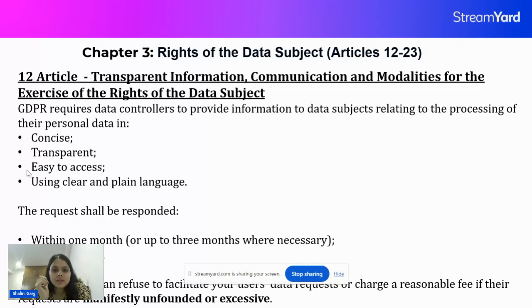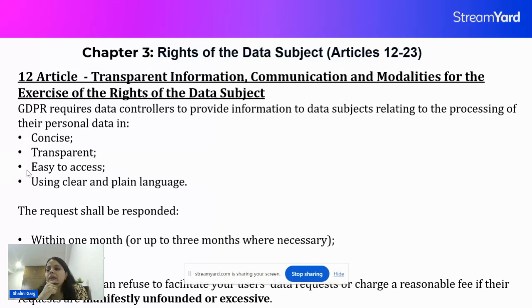So article number 12 basically says transparent information, communication, and modalities for the exercise of the rights of the data subject. GDPR requires that the data controller provide information to the data subject relating to processing of their data, and in what manner? The information shall be provided in a very concise manner, meaning short, and very transparent: for what purpose I have collected the data, it should be processed in that manner only. It should be easy to access, meaning the data subject can easily access that data, and in very clear and plain language, meaning the data subject should understand the purpose at least.